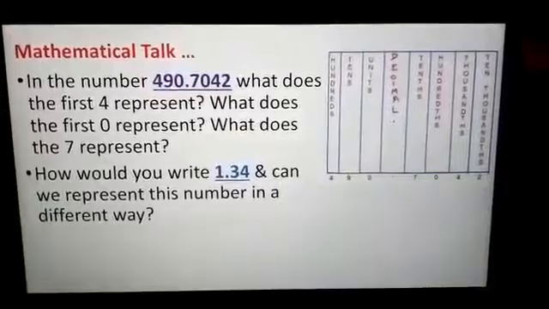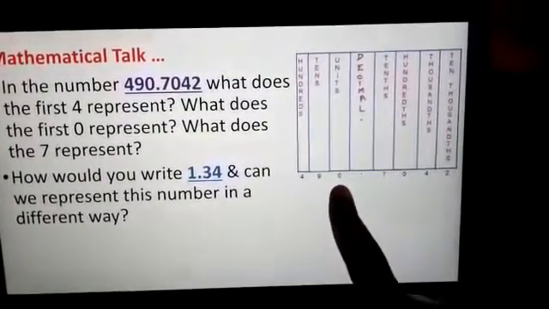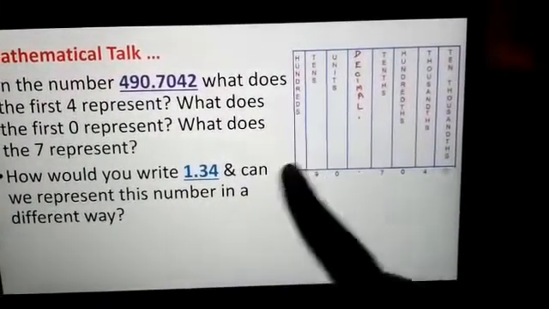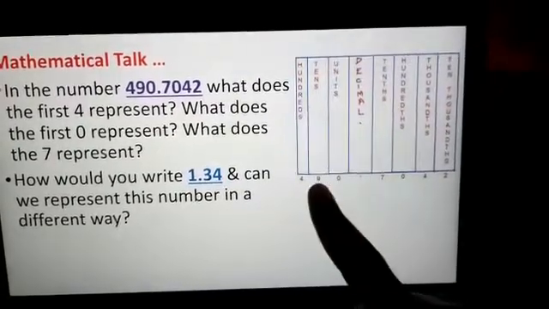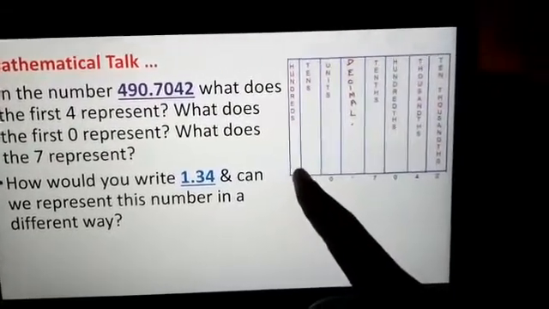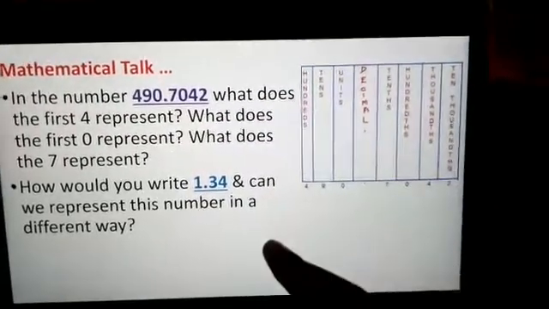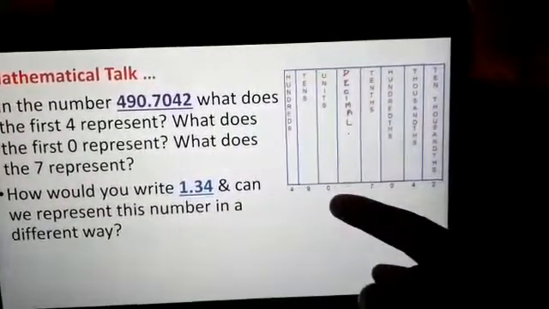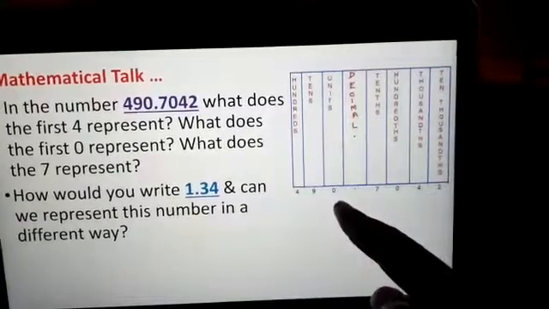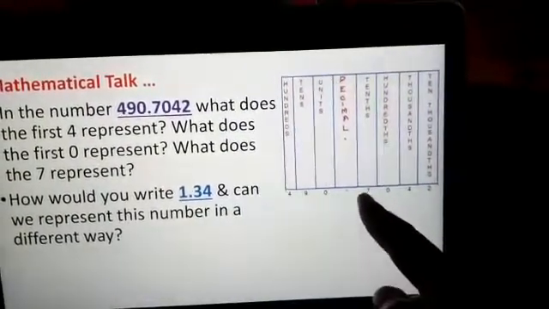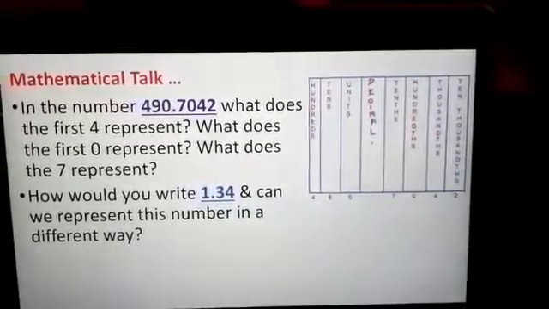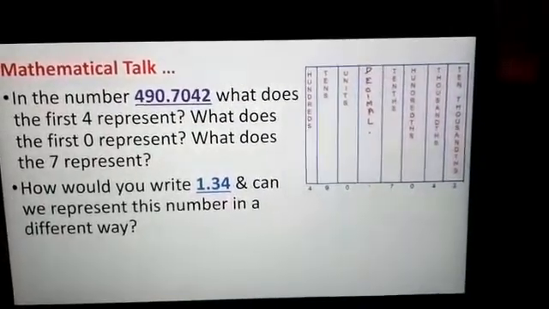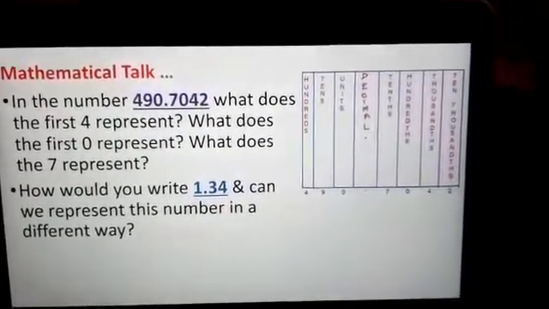Now, in the number 490.7042, what does the first 4 represent? Obviously, we have two 4s here. It's under the hundreds column, so that represents 400. What does the first 0 represent? That's in the units column, so that represents units. What does the 7 represent? We go right here, and the 7 is under the tenths column. And that's effectively how you read decimal numbers. Just make sure you put them under the right column, and you should be able to say what number is under which column.